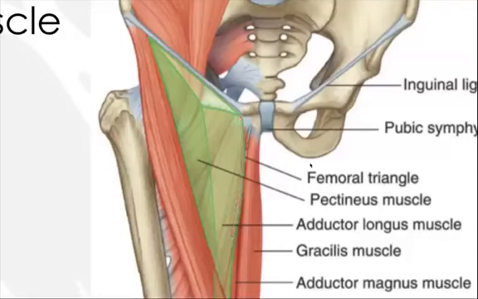Okay, and what are the contents? The contents from medial to lateral or lateral to medial, whatever you want to say, no problem. So from medial to lateral, it will be the femoral vein, the artery, and the nerve. Okay.